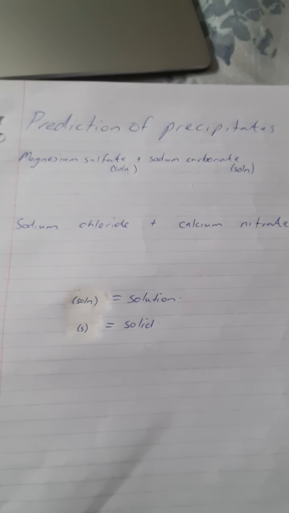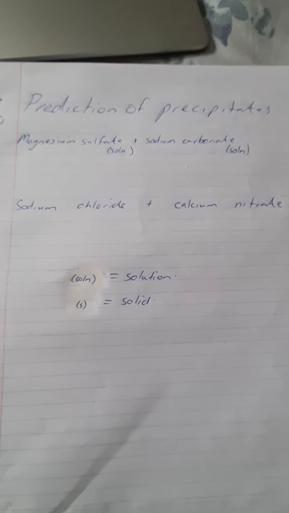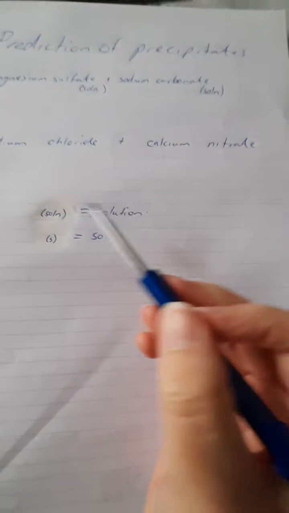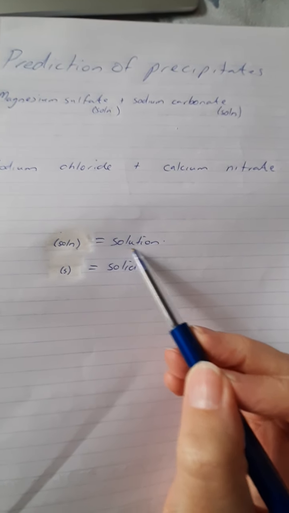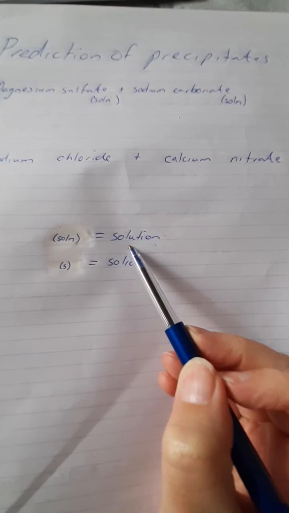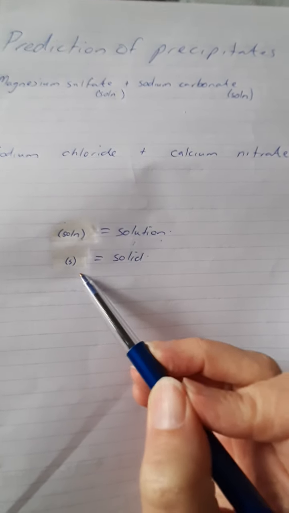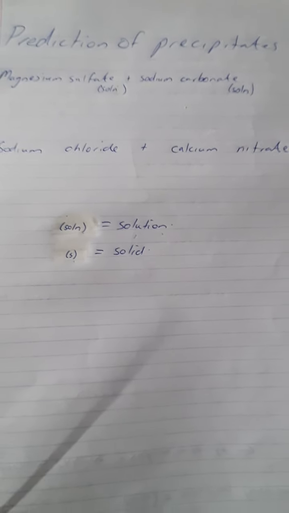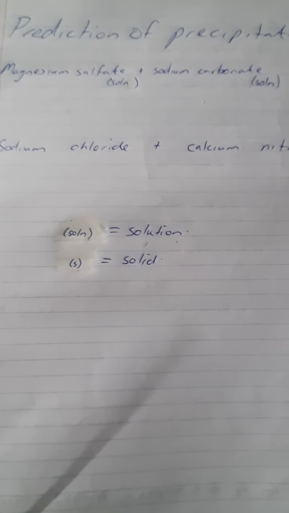This video is to help you with the prediction of a precipitate, whether it will form or not. First off though, if you get a little (soln) in brackets, it means solution. Remember, a solution is when the solid is soluble in water and it forms a solution. A little (s) in brackets means solid. So basically that substance is insoluble. It does not dissolve in water.